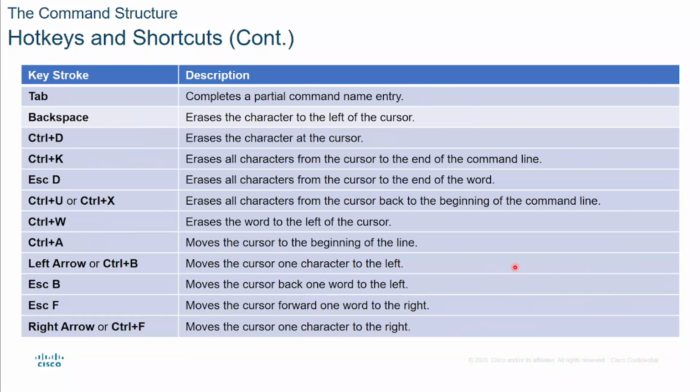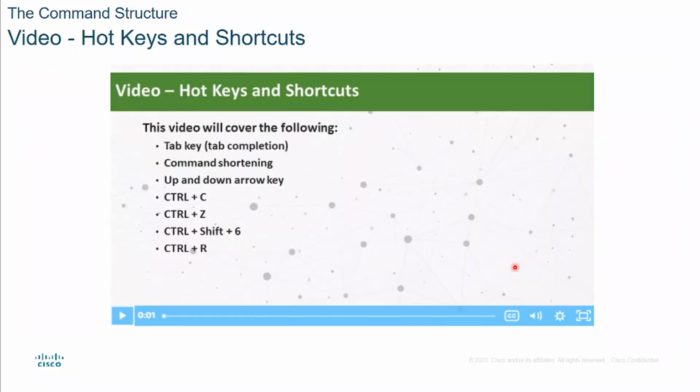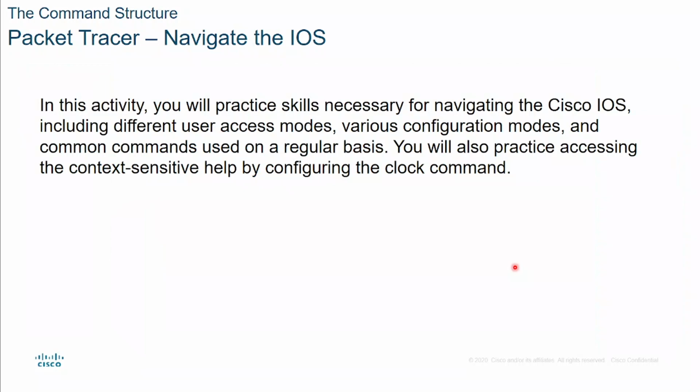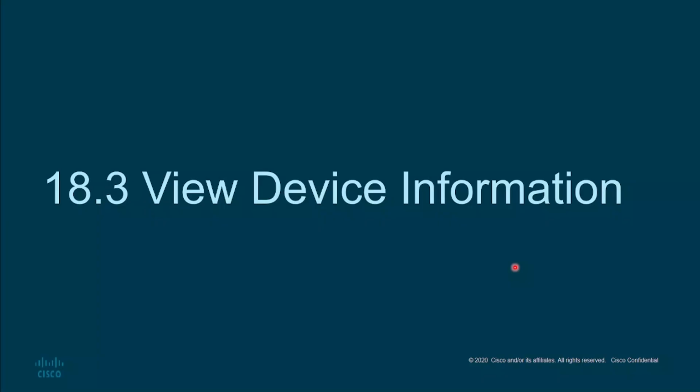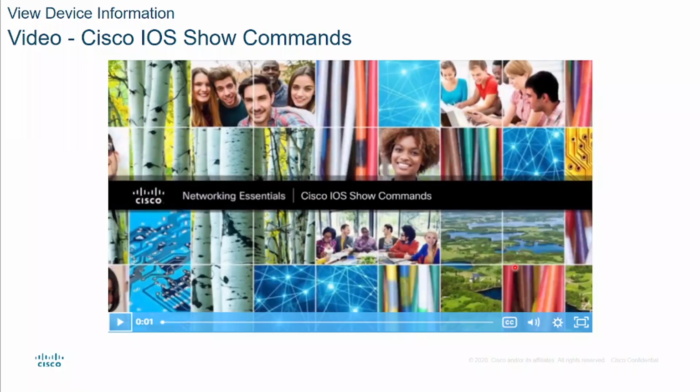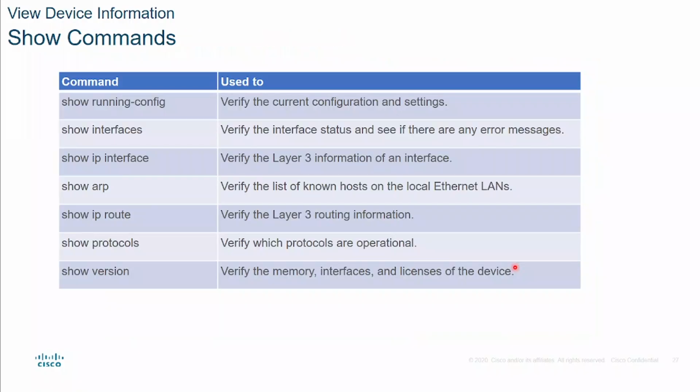Then there are still several others. There's tab, backspace, Control D, Control K, Escape D, Control U, Control W, Control A. Then you have the left arrow, Control B, Escape B, Escape F, right arrow, Control F. All right. So there are several labs for you to practice this. So let's look at this.